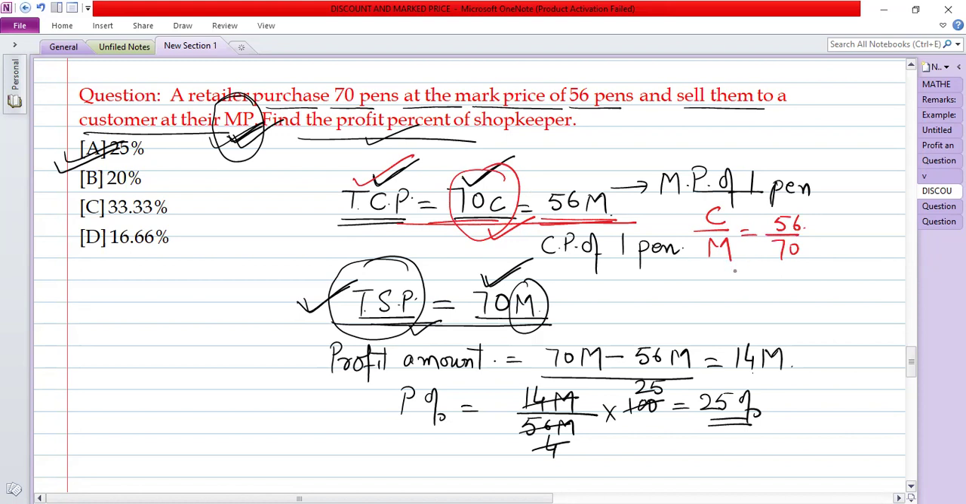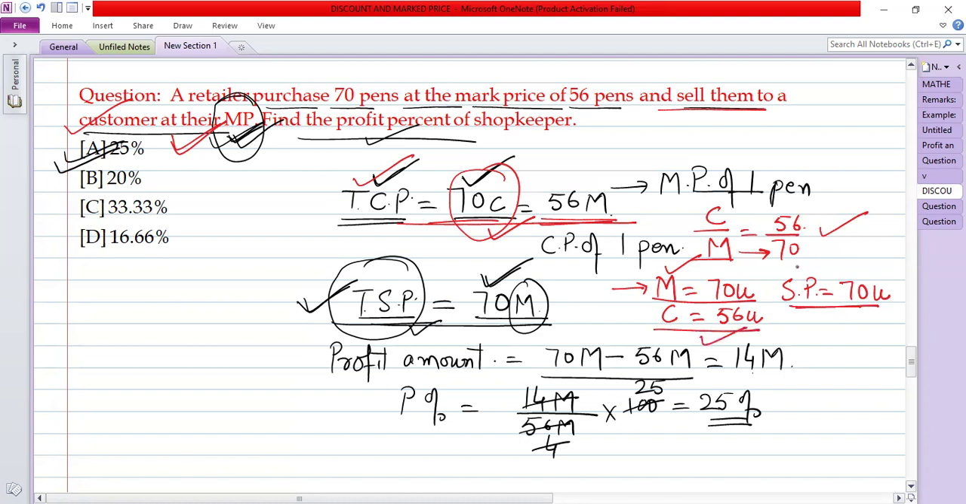Okay, so what is the meaning of this ratio? It means that if the marked price is 70 units, then what will be the cost price? Obviously, it will be 56 units. Okay, now the marked price is 70 units, and obviously the selling price will also be 70 units. How do we know that it will be 70 units? Once again, because it is written here that the person is selling the pens at their marked price. So if the marked price is 70 units, obviously the selling price will also be 70 units.